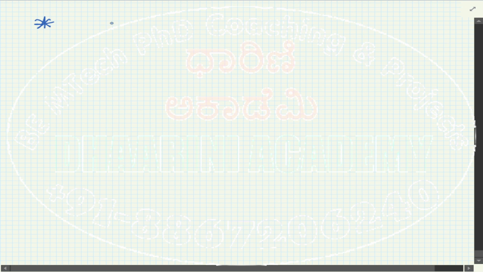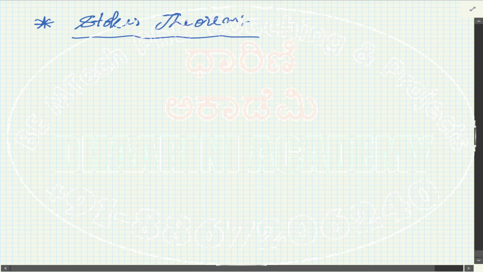The next topic is Stokes Theorem. The statement is as follows.